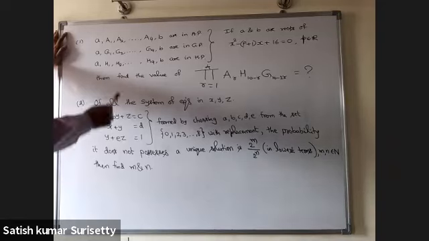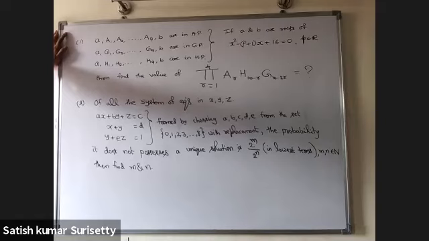belongs to R, then find the value of the product, R equal to 1 to 4, A_R H_(10 minus R) upon G_(10 minus 2R). You have to find the value of this.